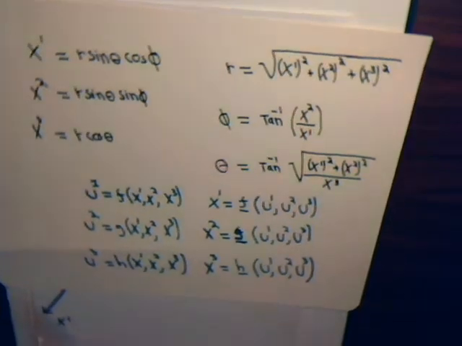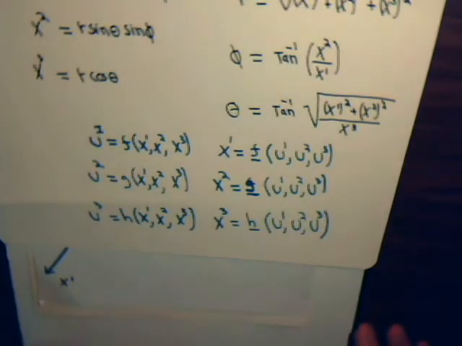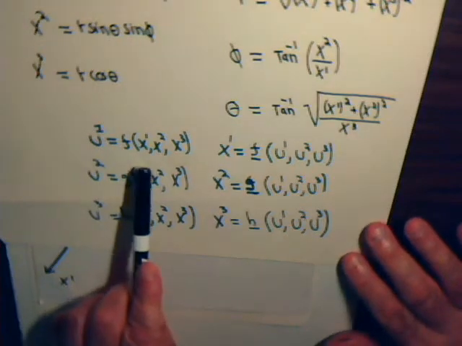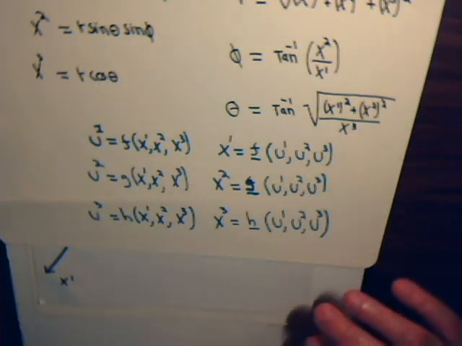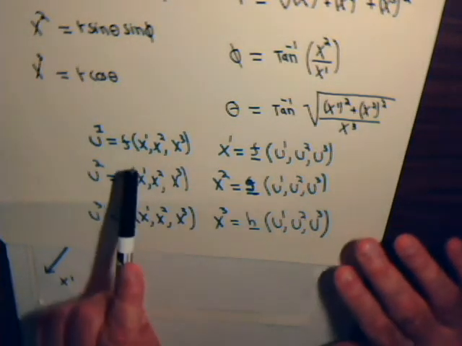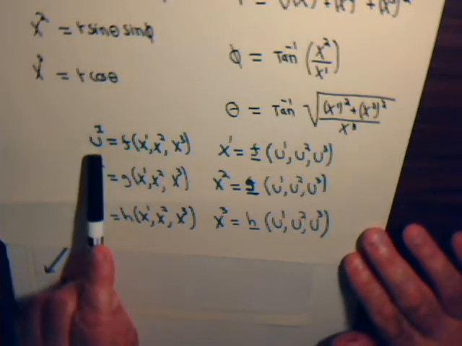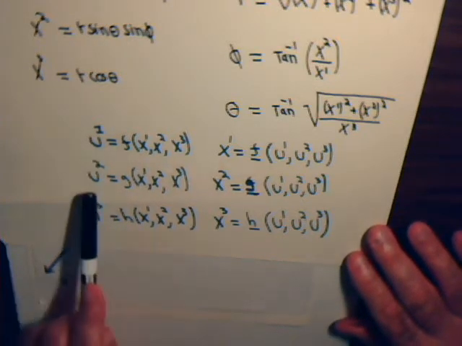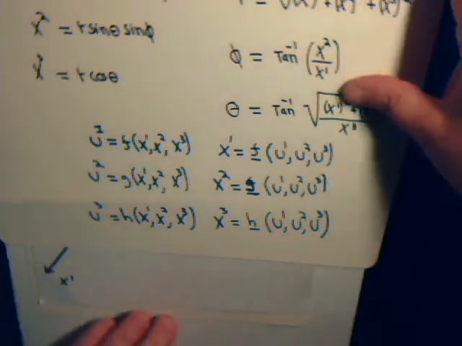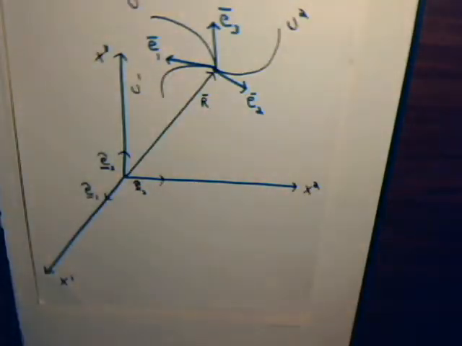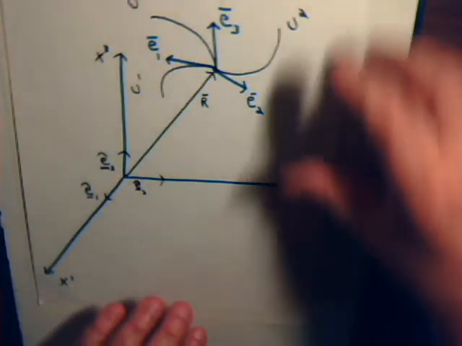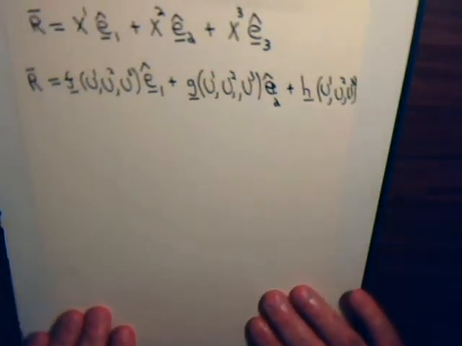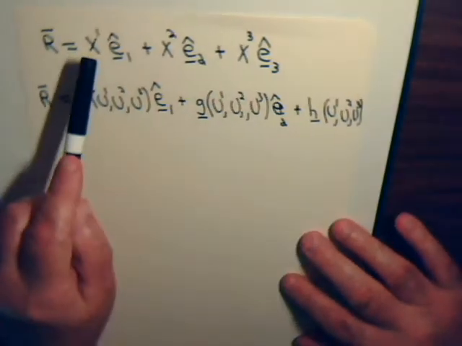Or, if we know x1, x2, and x3, the three Cartesian coordinates, we know the function that will give us the u1 curvilinear coordinate, and so forth. So, that means then that the position vector r, we could write it like this.